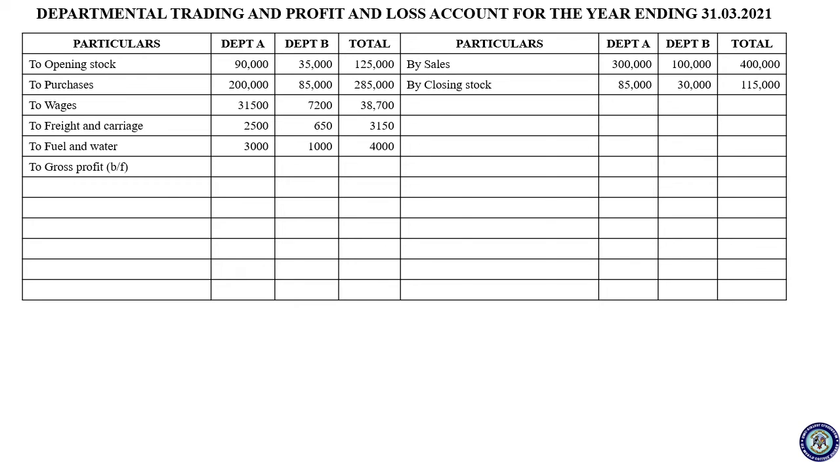So here it is gross profit. The total is 3,85,000 and 1,30,000 on the credit side. The total is more than the debit side. The difference is 58,000 and 1,150, so 59,150 is the total of gross profit. So when you write to gross profit on the debit side, you write by gross profit on the credit side. Next you have to start with by gross profit.